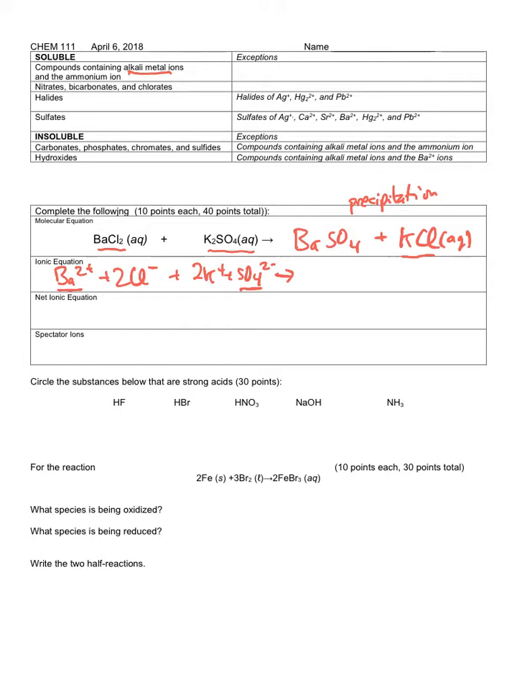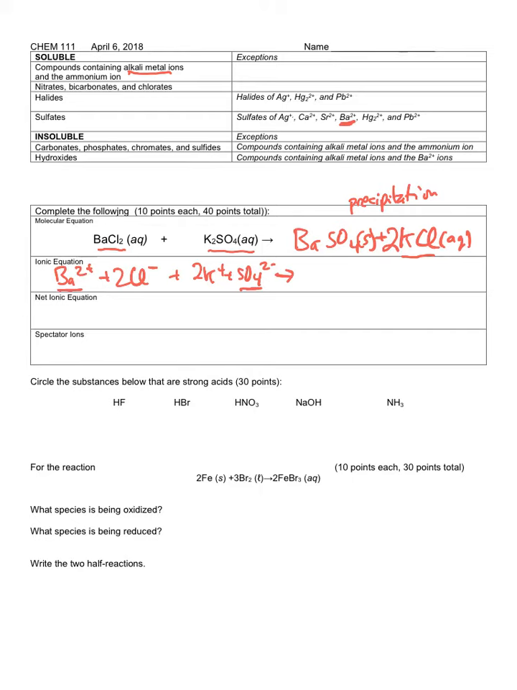And then we look at sulfates, and we need to look at the exceptions. And it says an exception is barium sulfate. So barium sulfate will precipitate from solution. We need to go back and balance this equation. I've got 2 chlorines on the reactant side, so I need a 2 in front of the KCl on the product side, and now that will be a balanced chemical equation.